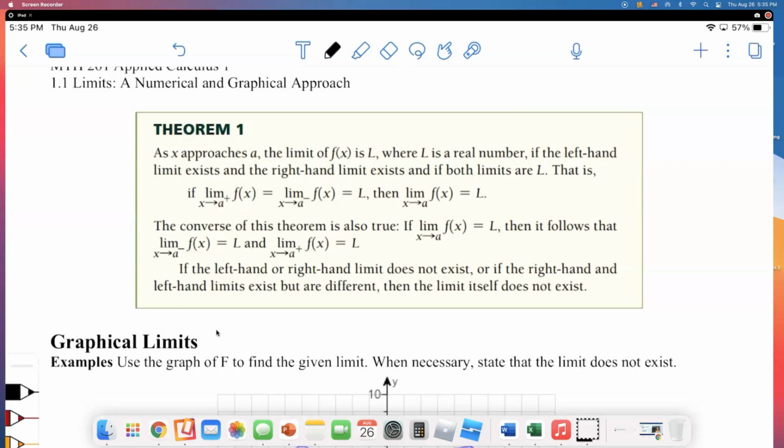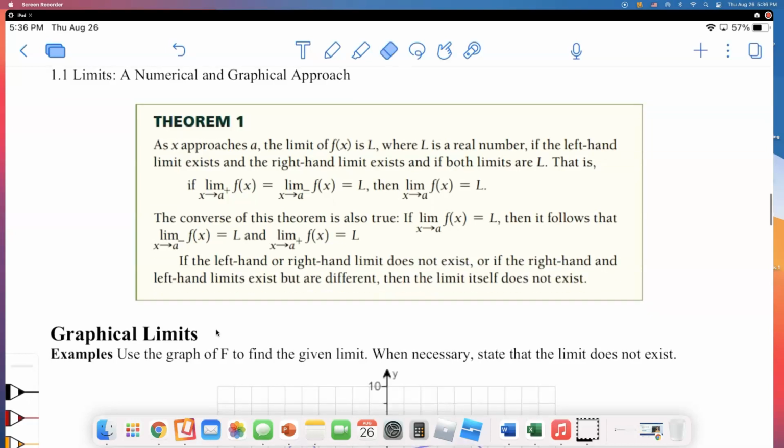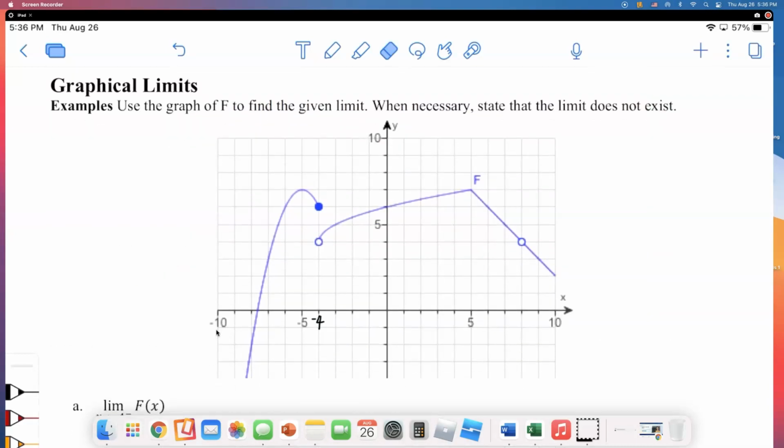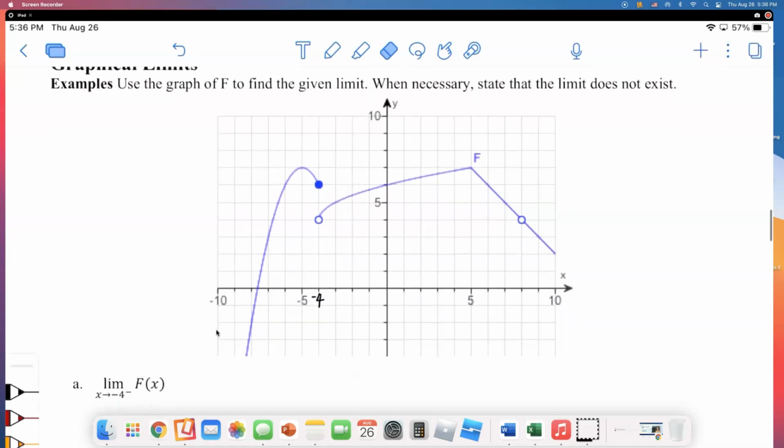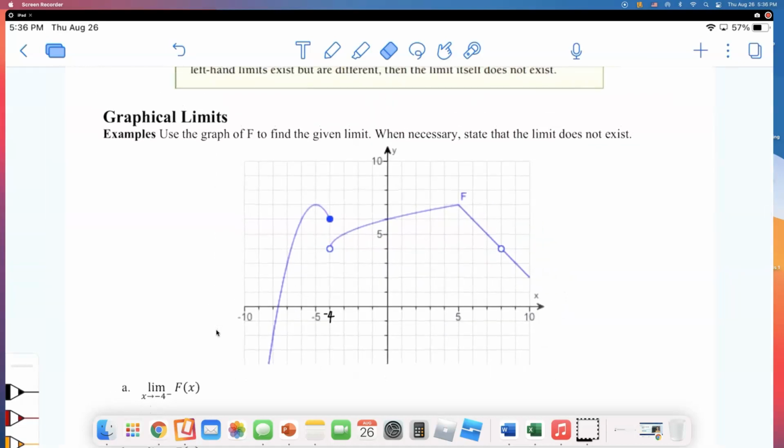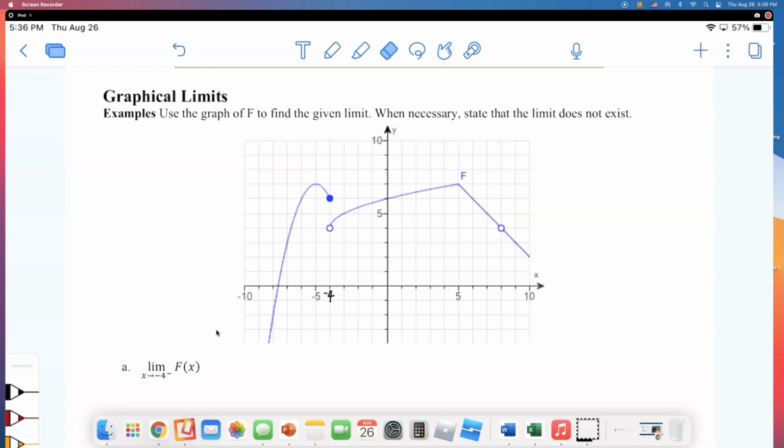Let's say if the left-hand or the right-hand limit does not exist, or if the right-hand and the left-hand limit exist but they are different, then we're going to have to say that the limit does not exist. So we'll look at some examples given a graph right here, okay? And I'll ask you to come up with a picture that looks like this for our week 1 problem. I'll just ask you to be creative and come up with a graph that has a couple of these conditions. We'll take a look at that in another video, but in this video, let's talk about reading graphical limits.